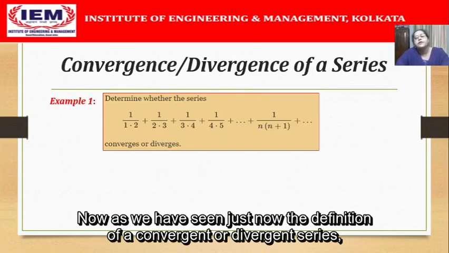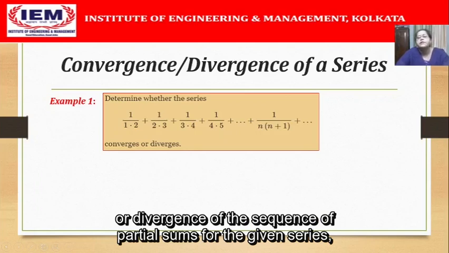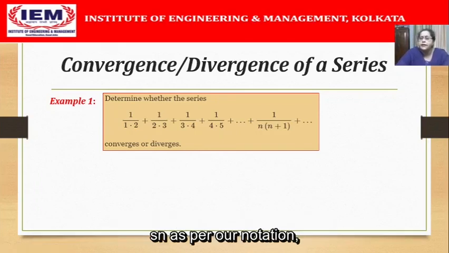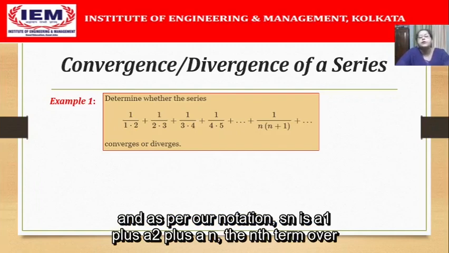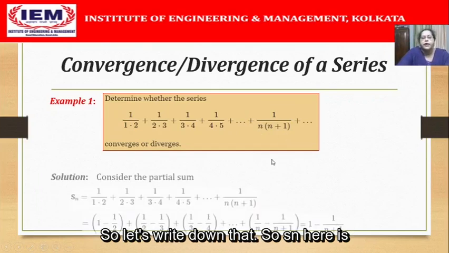Now, as we have seen just now the definition of a convergent or divergent series, we can understand that we need to check the convergence or divergence of the sequence of partial sums for the given series, right? So, let us first construct the sequence of partial sums Sn as per our notation. And as per our notation, Sn is a1 plus a2 plus ... plus an. The nth term over here is of course this 1 by n into n plus 1. So let's write down that.